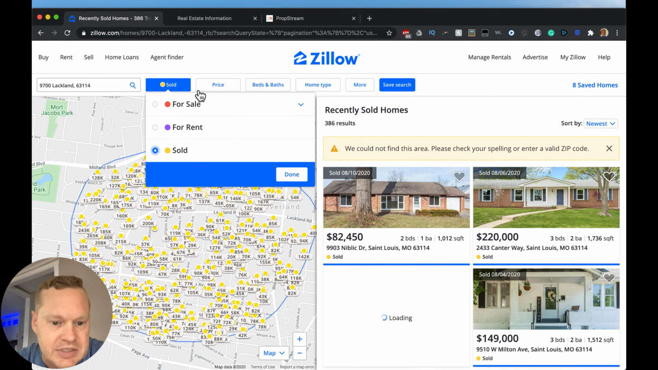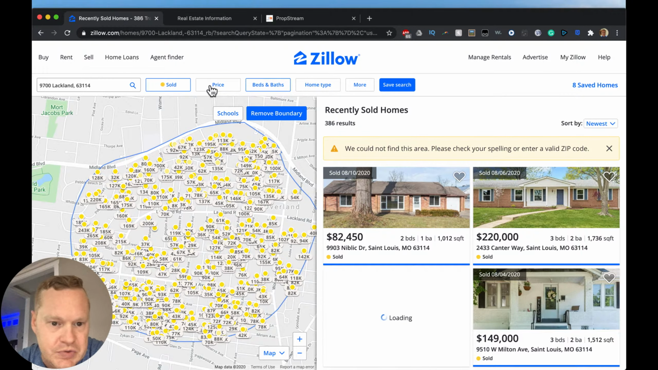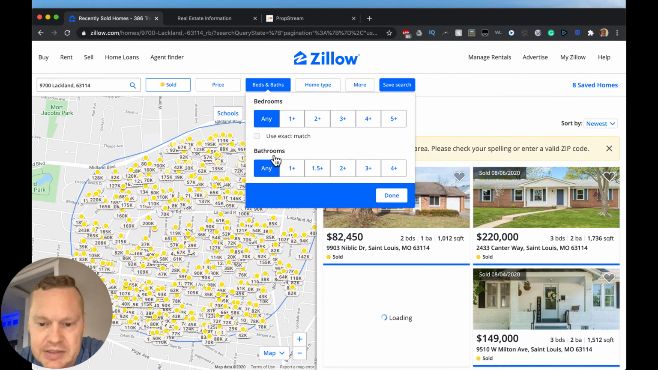Zillow also gives you additional ways to tighten up your search. You can do price, which we don't want to do, but bed and bath. And this one is a little funny. I'm going to try to stay away from that on this search.